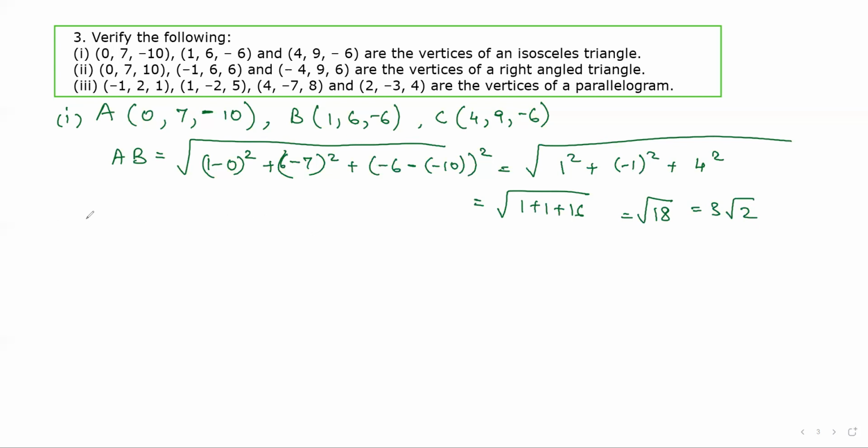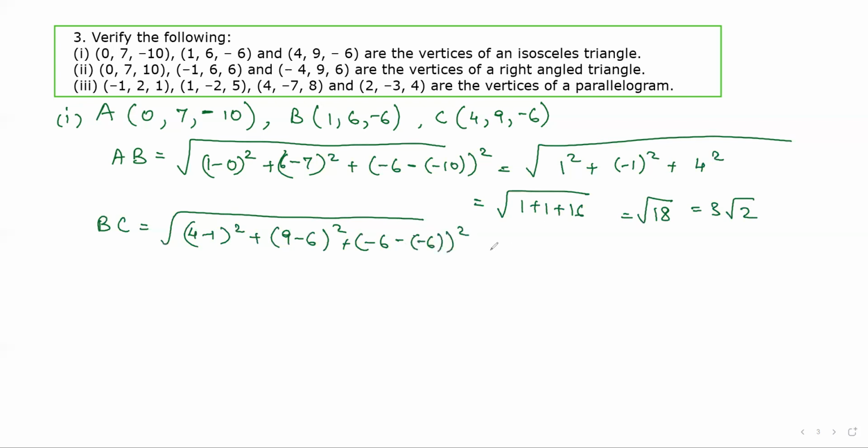Next, BC. BC is equal to root of (4 minus 1) whole square plus (9 minus 6) whole square plus (minus 6 minus of minus 6) whole square. This is root of 4 minus 1 is 3 square, plus 9 minus 6 is again 3 square, plus minus 6 minus minus, plus 6. So minus 6 plus 6 will give you 0.